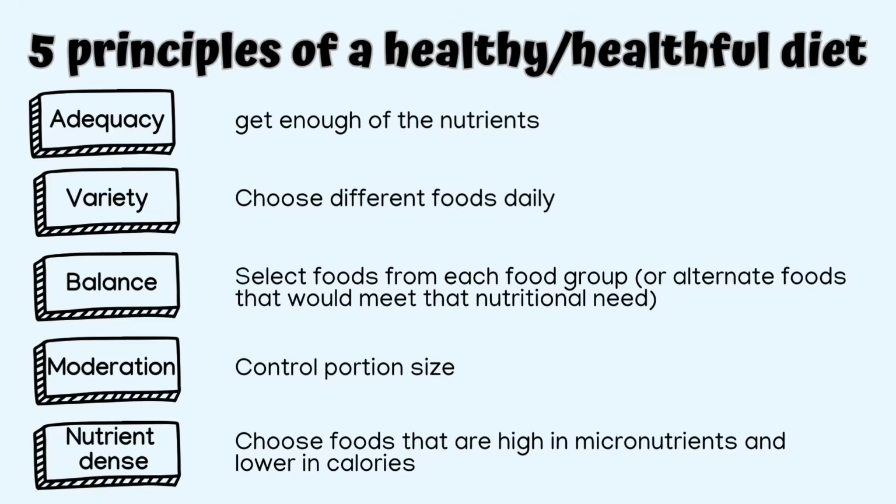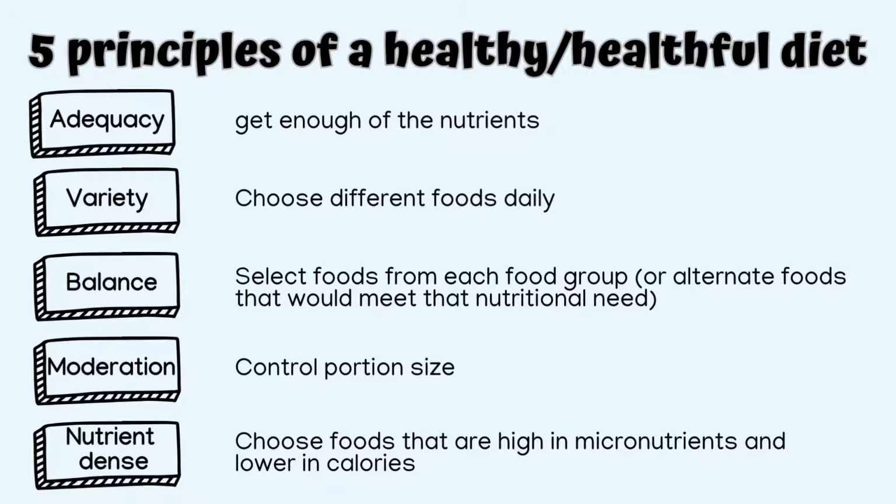So just as a little teaser for some of the course content we're going to get to later, I want to share with you the 5 principles of a healthy diet. They are adequacy, variety, balance, moderation, and nutrient density. So when we get to step 12, we're going to ask you to reference the principles of a healthy or healthful diet. You should only be referencing these specific terms.